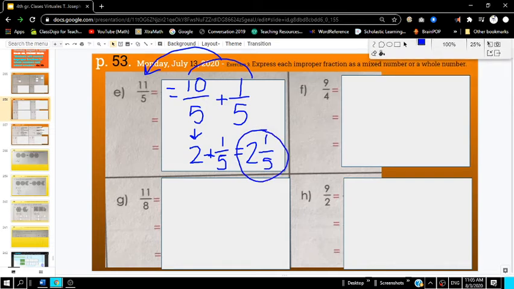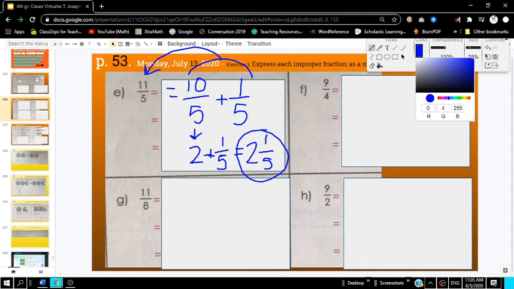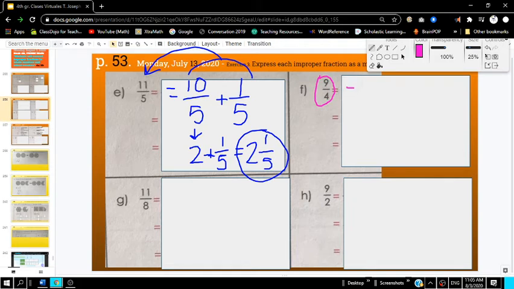Let's do letter F. Letter F says 9/4. I know that 9/4 is the same thing as 5/4 plus 4/4, because 5 plus 4 equals 9. But I also know that what we can do is split this up into a whole number, a larger whole number than just 1. We could also say 9/4 equals 8/4 plus another quantity of fourths.